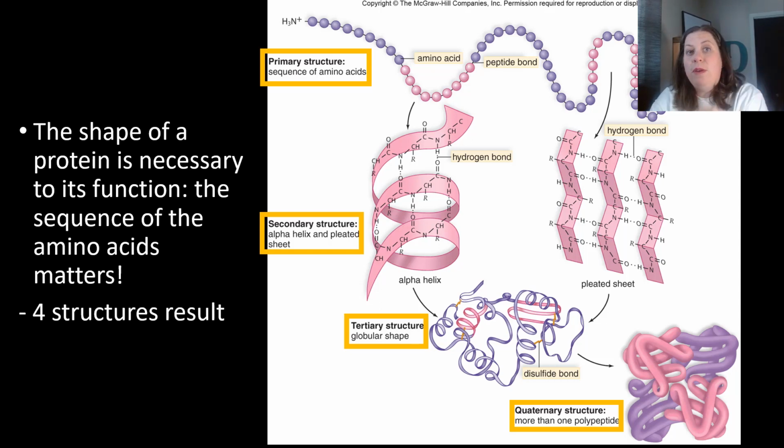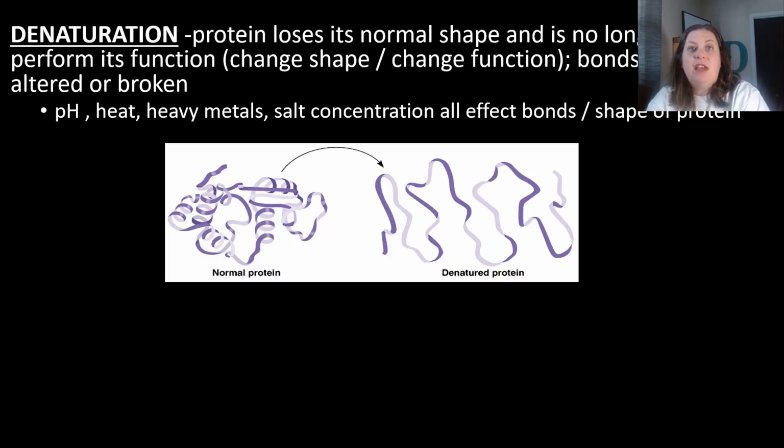If they unfold, we've got an issue. This unfolding of a protein is called denaturation. It's where it loses its normal shape, so it's no longer functional. Because, guys, structure is related to function. So change in shape, change in function. Now, these bonds have been altered or broken somehow, and they can end up being broken or altered by things like pH, heat, heavy metals, salt concentration. All those things could ultimately affect a protein. So the protein goes from being normal to being unwound or denatured.